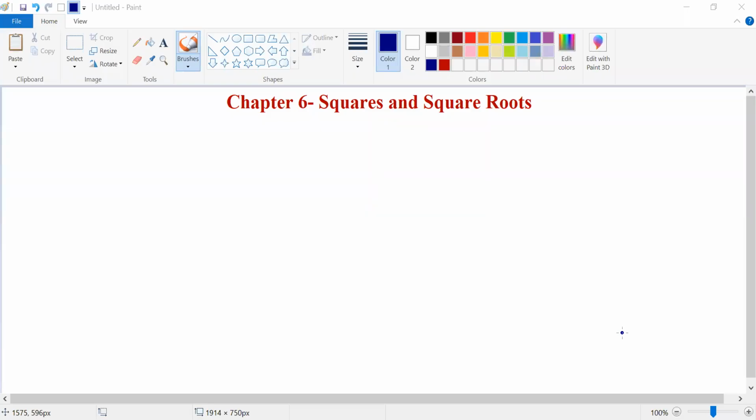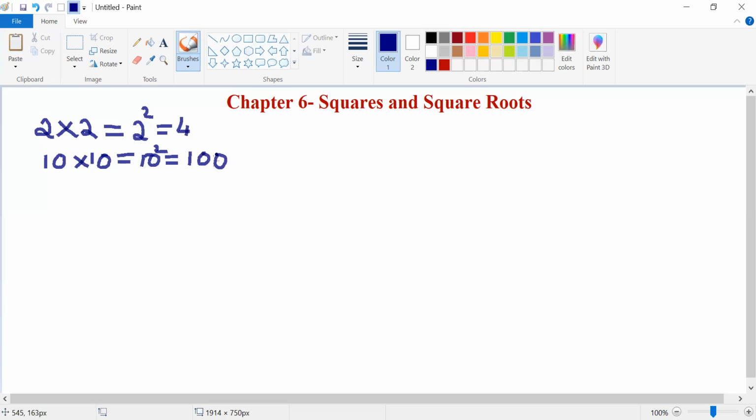Chapter 6, Squares and Square Roots. So square means if you multiply a number with the same number. For example, 2 multiplied with 2, you will get the square of 2. We will write it as 2 square, which is equal to 4. If you multiply any number, for example, 10 into 10, you will get 10 square, which is equal to 100. So square means a number multiplied with itself.